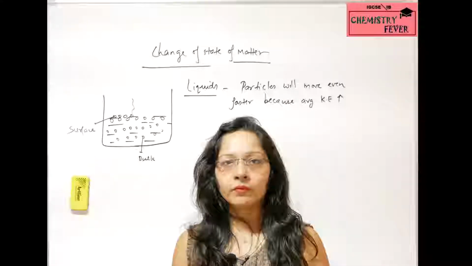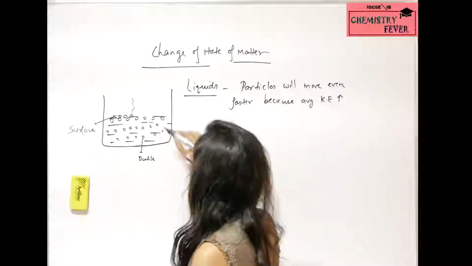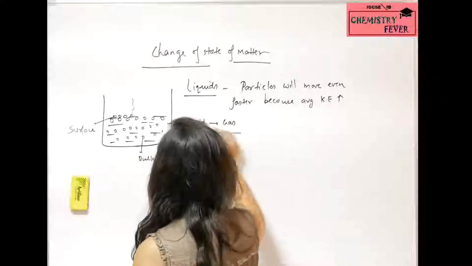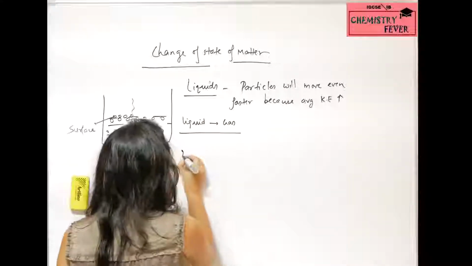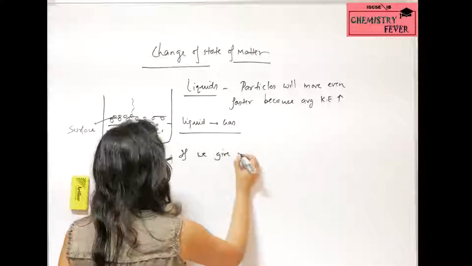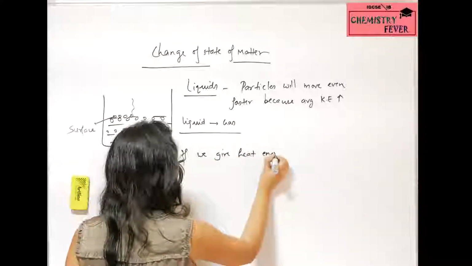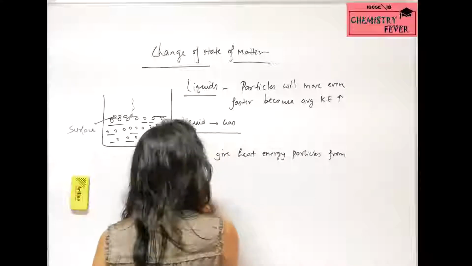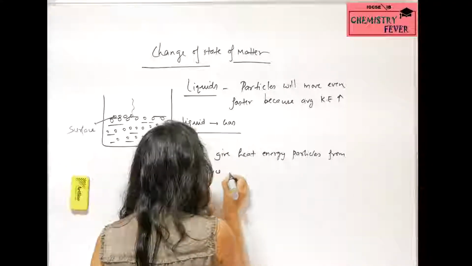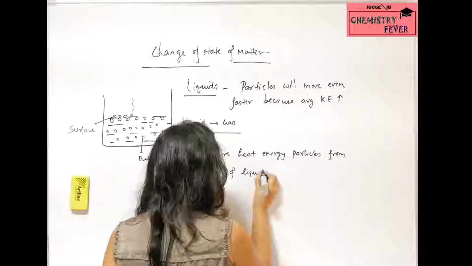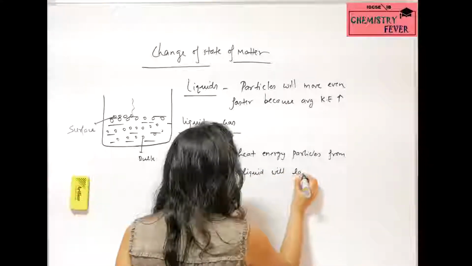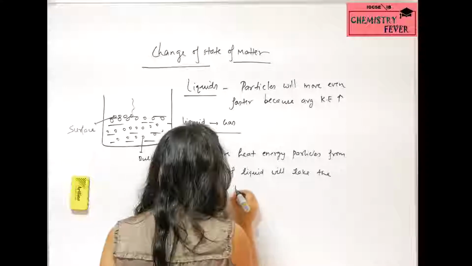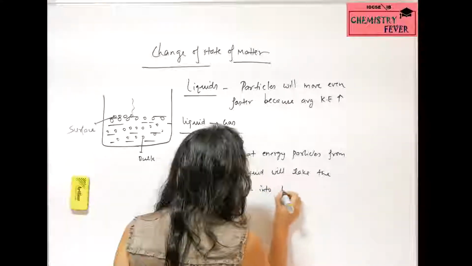And if particles move into the vapor phase, we call it evaporation. It means liquid is converting into gas. So if we give heat energy, particles from the surface of the liquid will take the energy and move into the vapor phase.